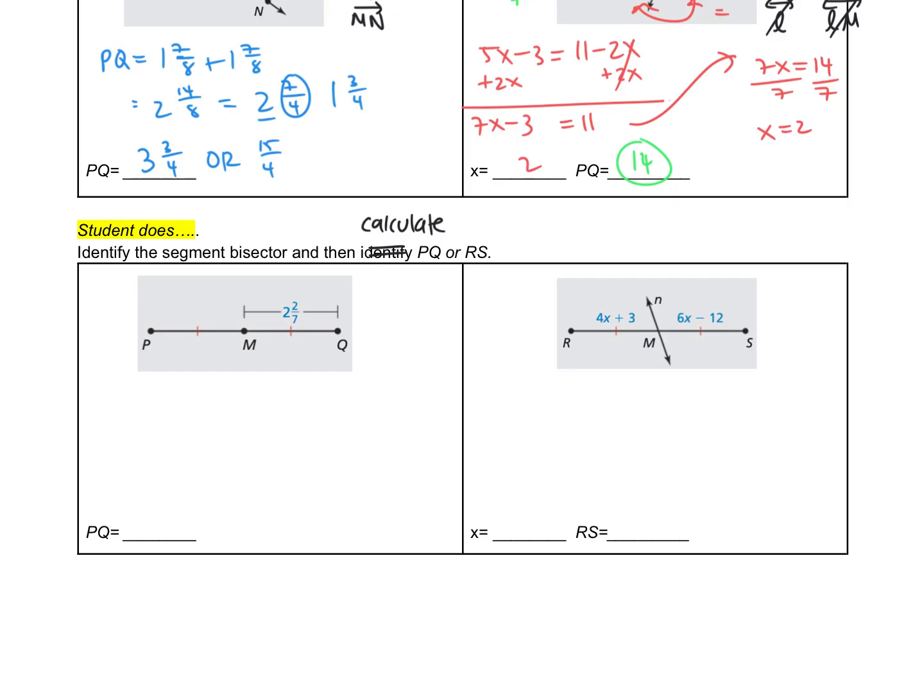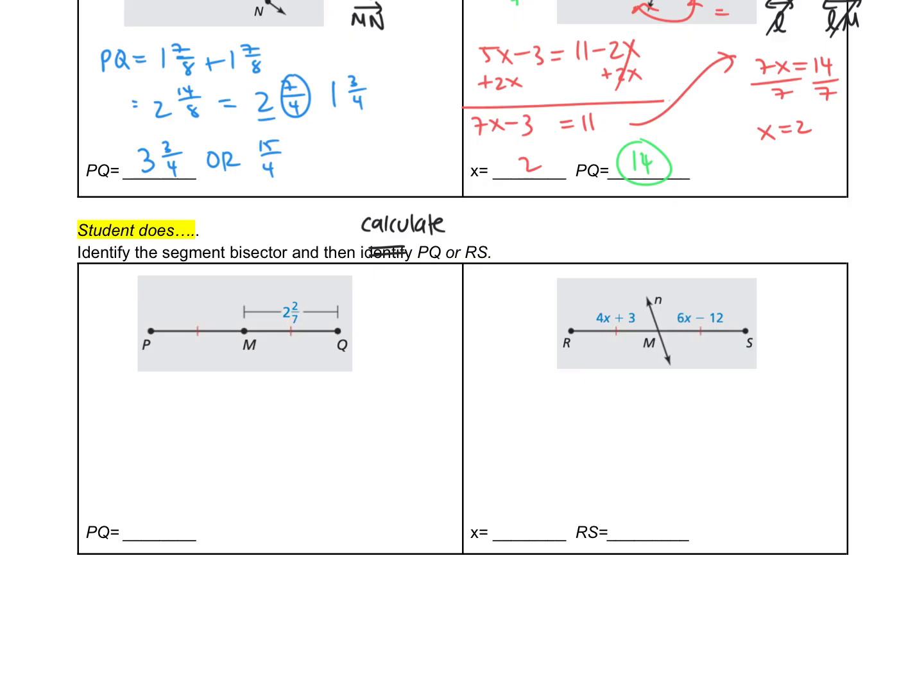No, there's not. If both sides are 2 and 2/7, then all of PQ is 4 and 4/7, and that is it. Second one, the bisector is line N. That is the only way to write this because N is not a point, so we can't use M. So it's line N. If we set 4x plus 3 and 6x minus 12 to be equal, we should get x to be 15 over 2 or 7.5.